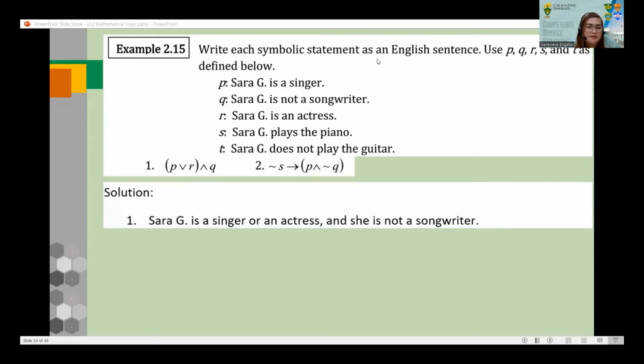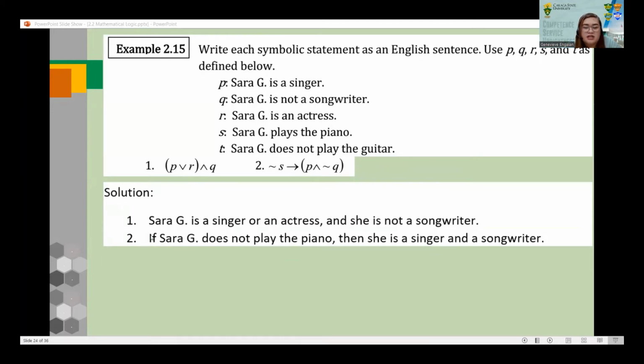Anyone? Volunteer? Sarah G does not play the piano when she is a singer. Okay, Clifford? If Sarah G does not play the piano, then she is a singer and a songwriter. Okay, so that's correct. As you can see, take note of the not Q, but the Q that was stated is not a songwriter. When we negate it, the not disappears. So Sarah G is a songwriter. Okay, so this is correct.